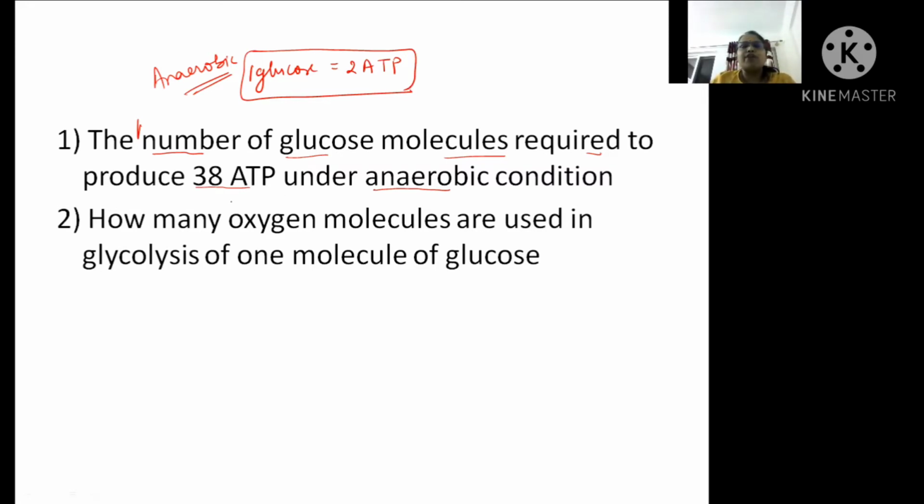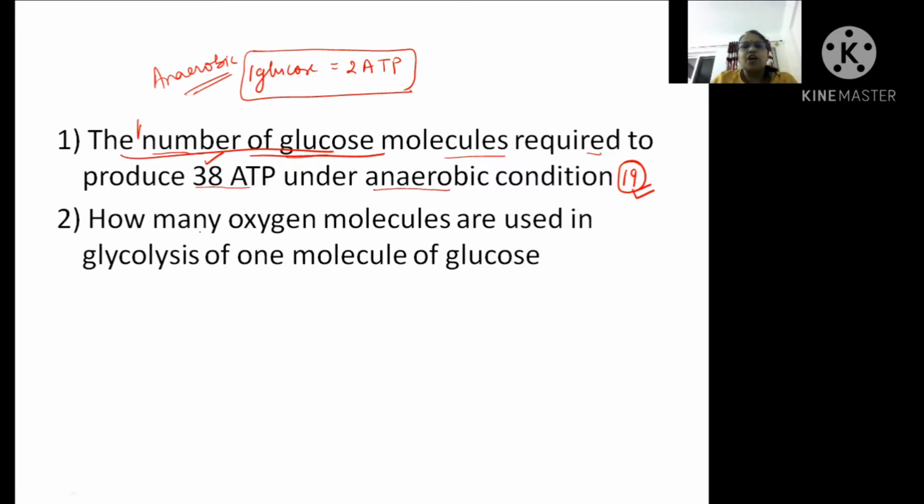Now suppose I want 38 ATP, how many glucose molecules should I use? I should use 19 molecules of glucose. Clear, beta? Because 2 ATP I'm getting from one glucose, so if I want 38 ATP, I should use 19 molecules of glucose. I hope this first question is clear to you, how many glucose molecules are required.